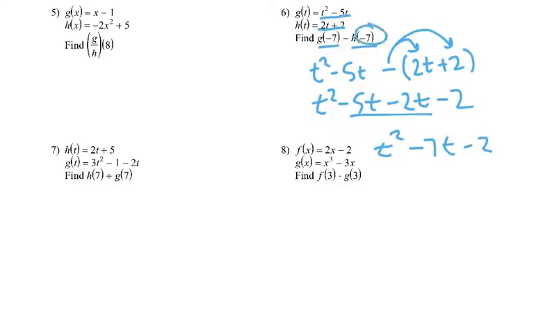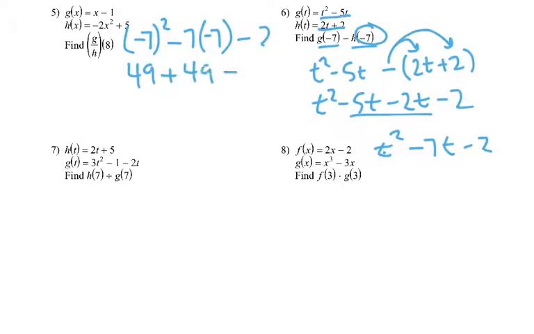Then we apply the negative 7. So we'd go negative 7 squared minus 7 times negative 7 minus 2. Negative 7 squared is 49. Negative 7 times negative 7 is positive 49 minus 2. 49 and 49 makes 98. 98 minus 2 gives us 96 for our answer.